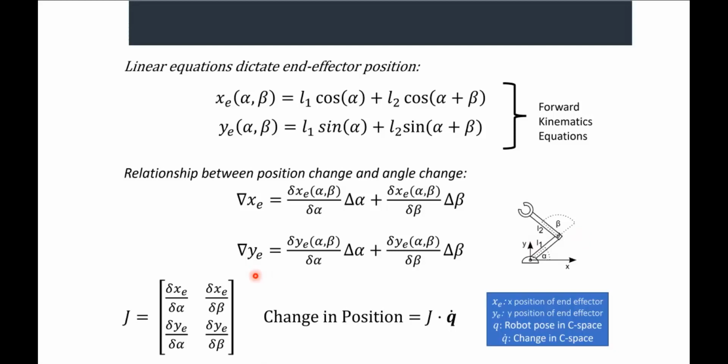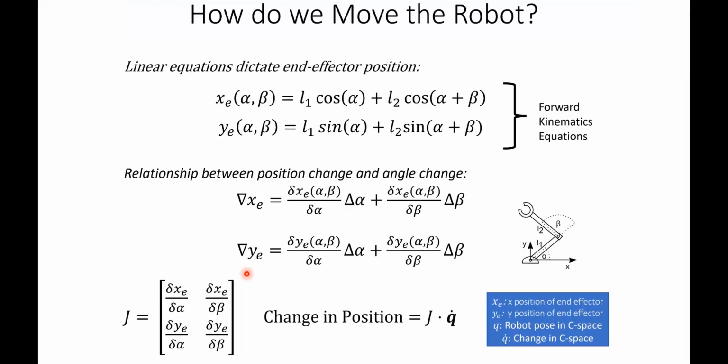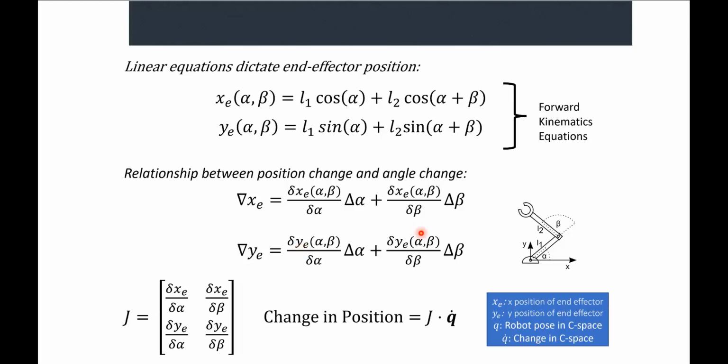So I have this relationship now between position and angle change, right? So between end effector space and joint configuration space. And I can express this in a more matrix multiplication-esque way. So I'm going to take these 4 derivatives, and I'm just going to stick them into this matrix here. And so we call that the Jacobian.